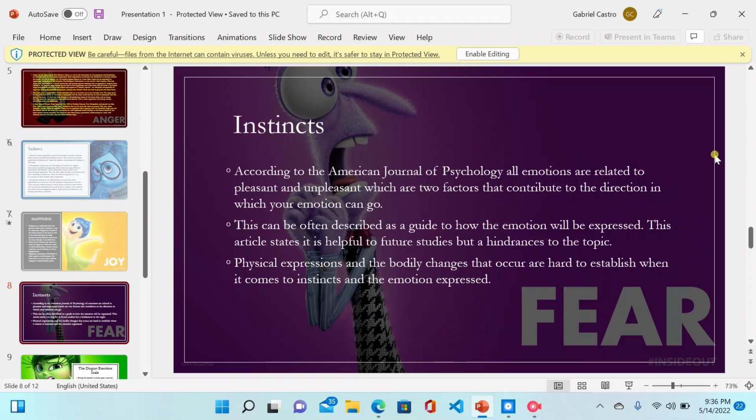Instinct. So according to the American Journal of Psychology, all emotions are related to pleasant and unpleasant, which are 2 factors that contribute to the direction in which your emotion can go. This often can be described as a guide to how the emotion will be expressed. This article states that it is helpful to future studies, but hinders the topic. Physical expressions and bodily changes that occur are hard to establish when it comes to instincts and emotions expressed.